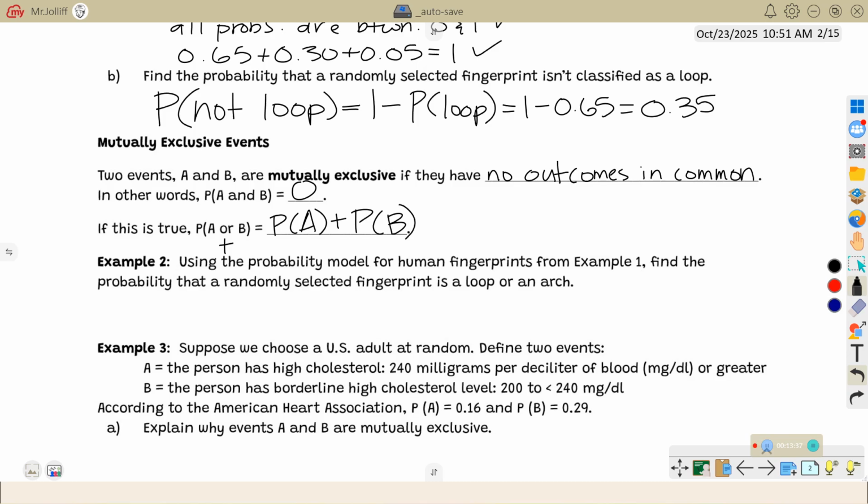Okay, using this idea, take a minute in your small groups. Find the probability that your randomly selected fingerprint is a loop or an arch. Loop or an arch, loop or an arch.